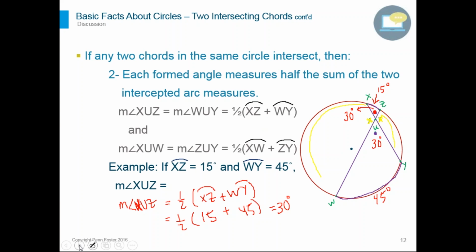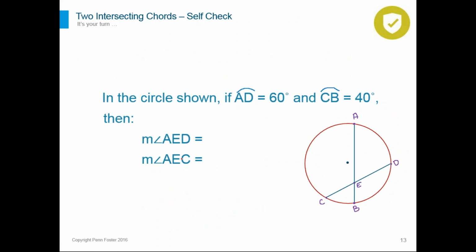Okay, let's look at a self-check on this topic. In the circle below, if the arc measure AD, so it is another good habit, whatever is given as words in the question, you put it on the figure. So the arc measure AD is given as 60, so 60 would be here. And then the arc measure CB, which is this one, 40 degrees. They are asking us to find the measure of AED. AED, this one.